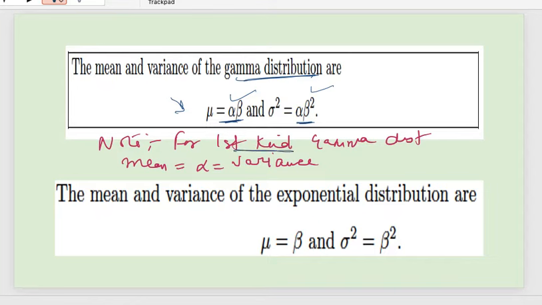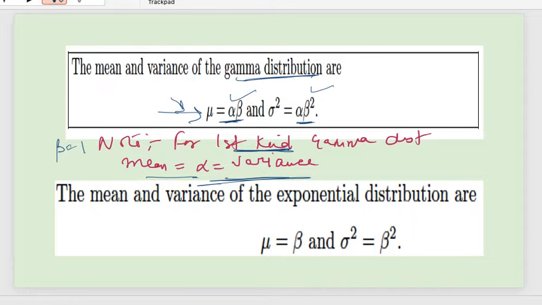If we remember the mean and variance for the gamma distribution, we can easily calculate them for the gamma of the first kind, because when somebody asks about the gamma of the first kind, it means beta is equal to 1. So when beta is equal to 1, I plug it into these equations and I get both values as alpha. So from here we can also identify that for the gamma first kind, mean and variance are the same. This is the only case where mean and variance match.